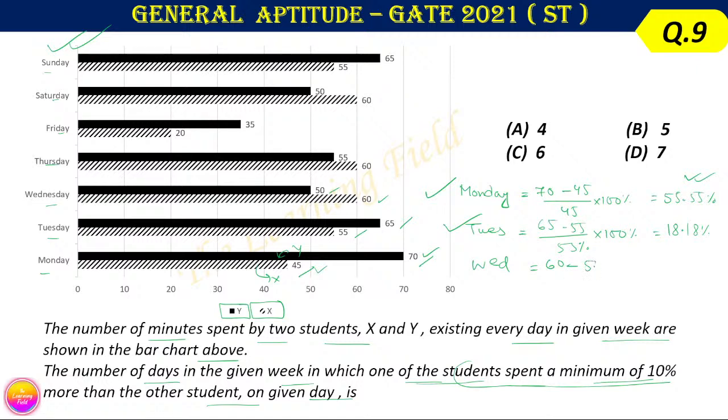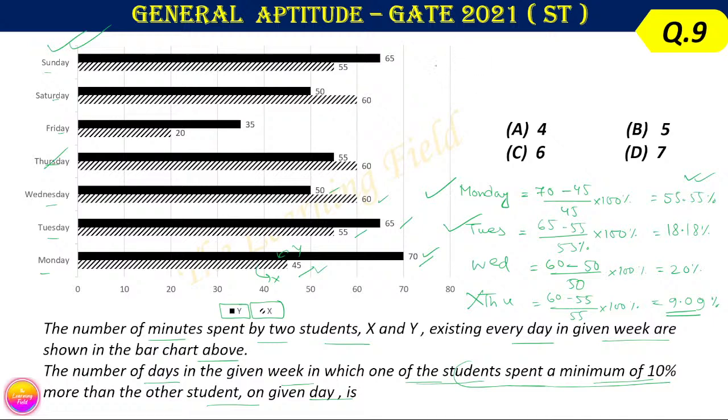So 60 minus 50 by 50 into 100%, this is equal to what? This is equal to 20%. Okay, now Wednesday, then Thursday also what? This is 60 and 55. So Thursday equal to 60 minus 55 by 55 into 100%. Okay, so this is equal to what? 9.09%. So we don't count this day because this is not more than 10%, this is just 9%.